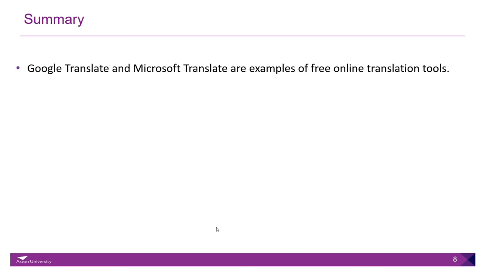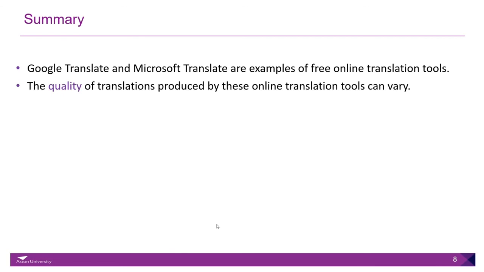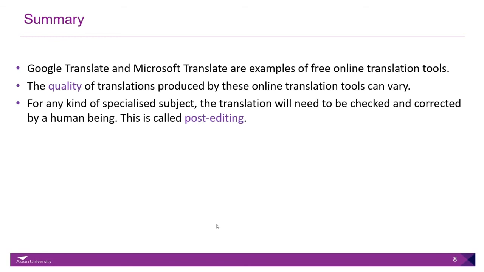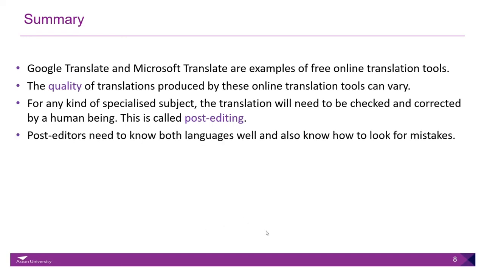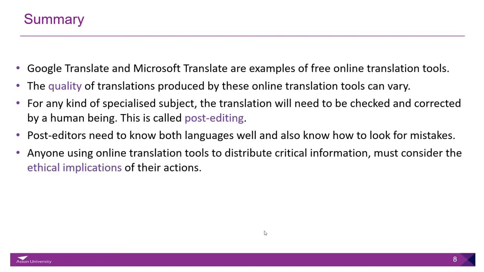So to summarise, Google Translate and Microsoft Translate are examples of free online translation tools. The quality of translations produced by these online translation tools can vary. For any kind of specialised subject, the translation will need to be checked and corrected by a human being. This is called post-editing. Post-editors need to know both languages well, and also they need to know how to look for mistakes. Anyone using online translation tools to distribute critical information must consider the ethical implications of their actions.